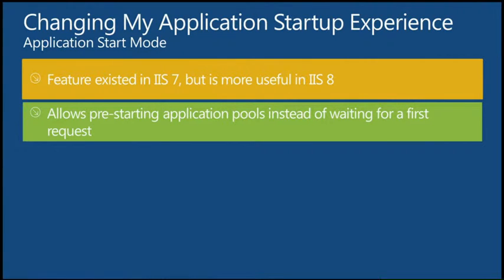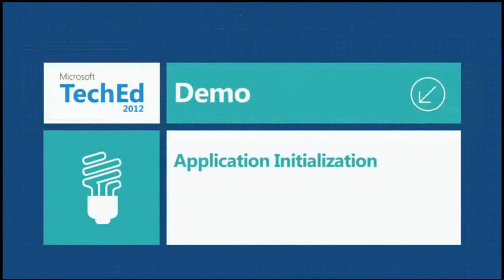So what this does is allows you to pre-start an application pool without waiting for any sort of request. Once you've got an application pool running, if you enable preload, we will send a request to the root of that application. And then if you've got application initialization enabled, we will do all of the warm-up work for that application. So let's go ahead and take a look at how some of these things work in practice.